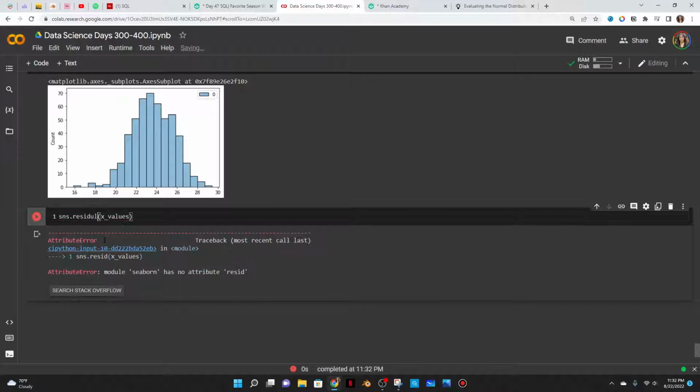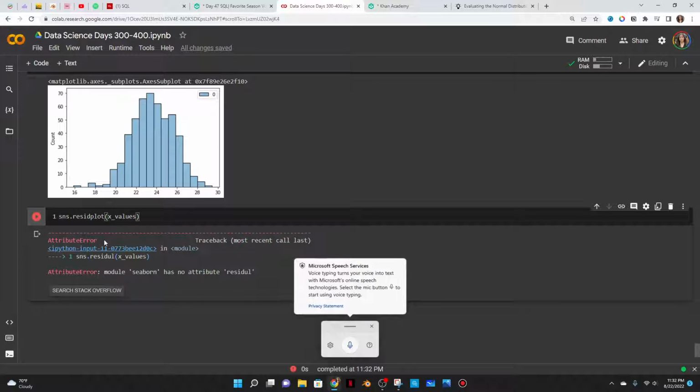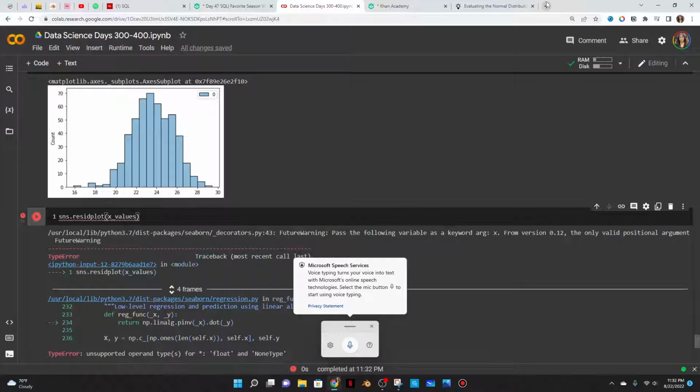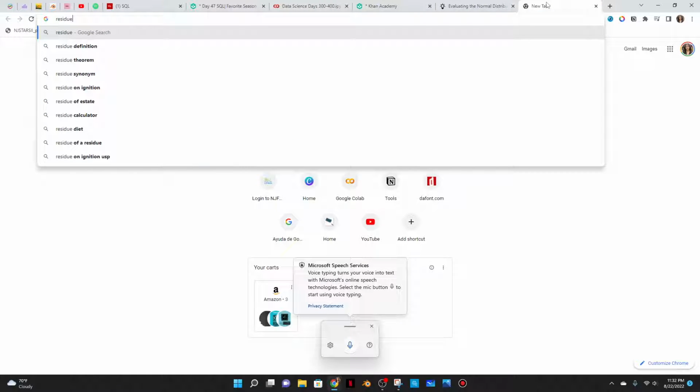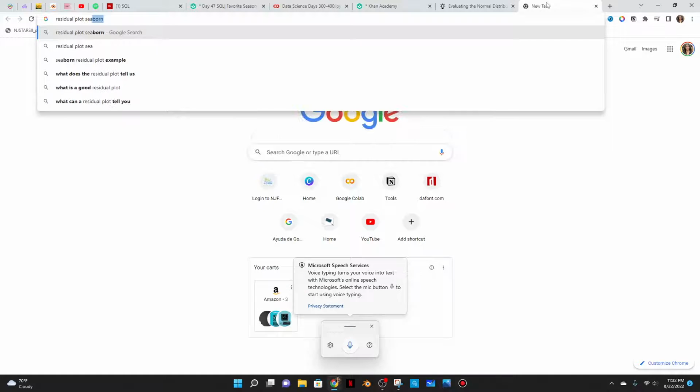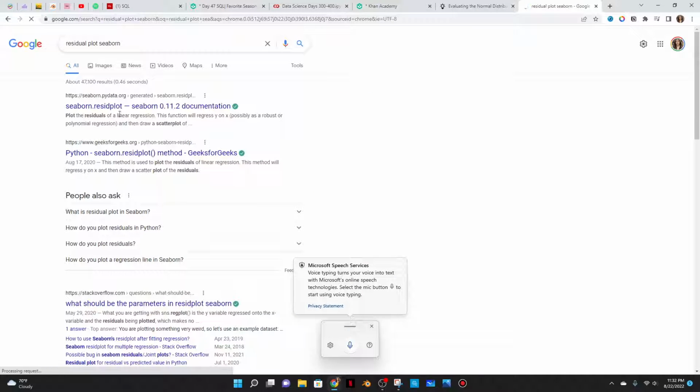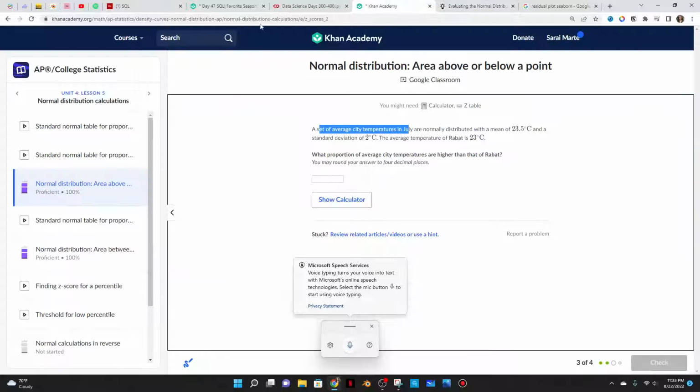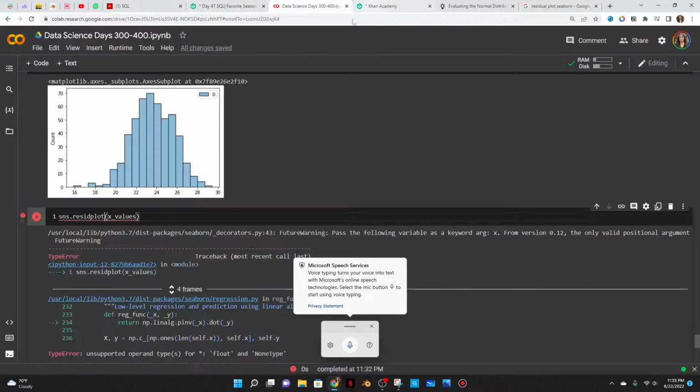Resid. How do you even say it? Resid? Oh my god, let me just search it up. Residual plot seaborn. Oh, resid plot. Is that not what I said? No, it's not right. Where's my stuff? Resid plot.